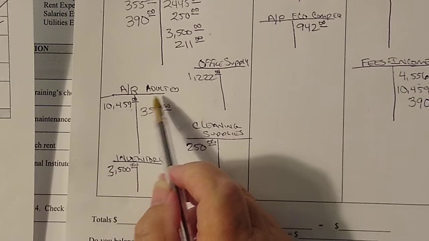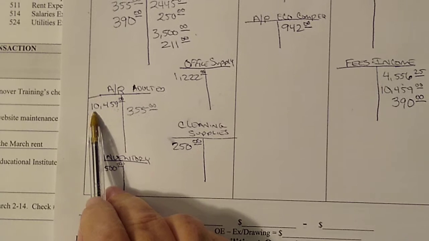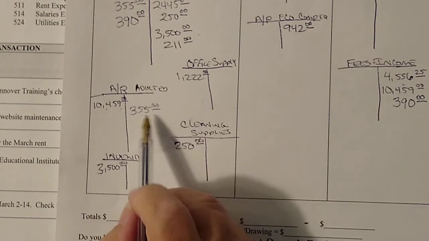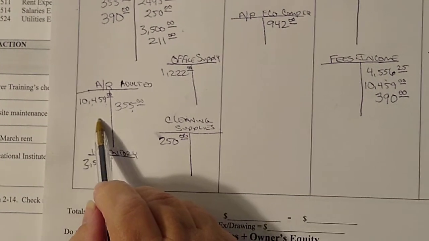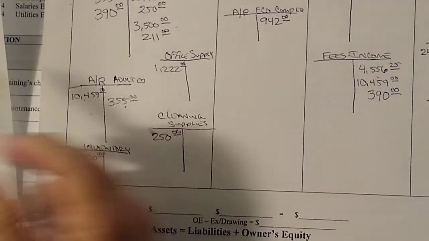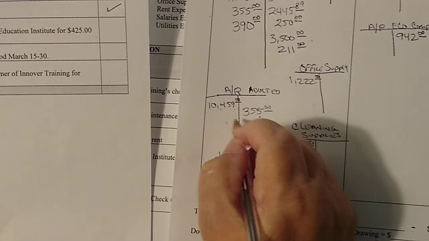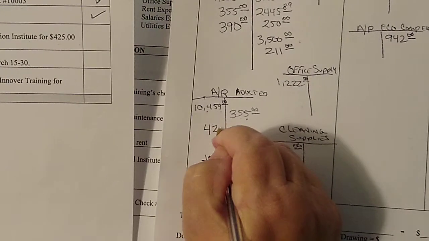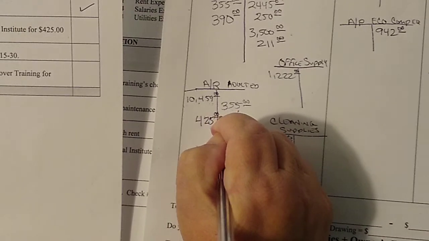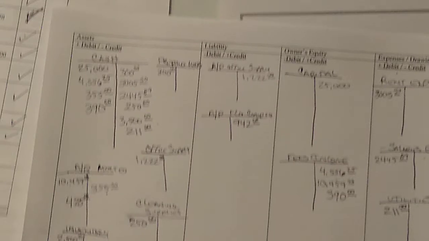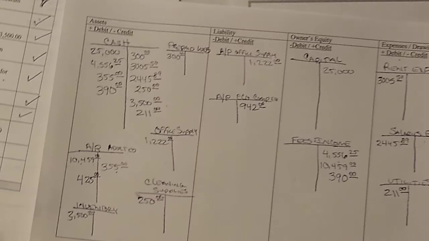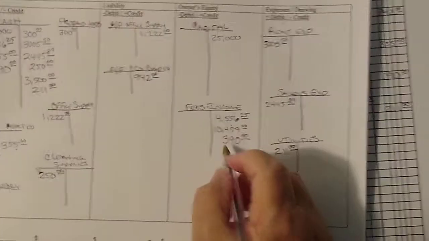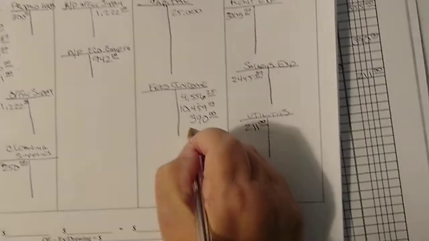These people already have an account with us. They already bought something. Remember, they bought some curriculum. They made a payment. Now they're buying something else. They bought a webinar. So $425 goes on accounts receivable. We debit that. And then again, since this is income, we go over here and credit the fees income, $425.